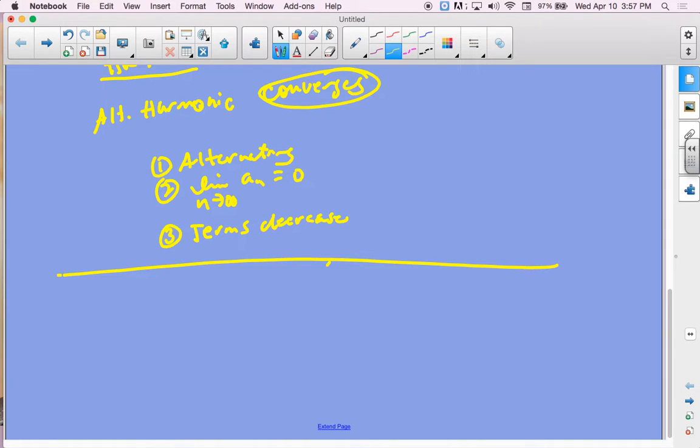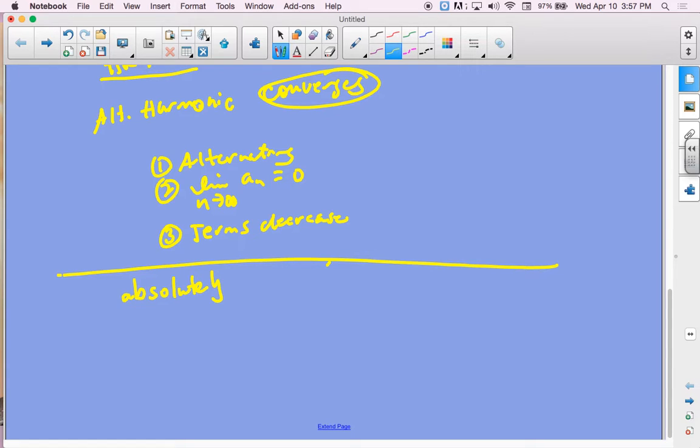Going on your worksheets, there's something that's absolutely convergent and conditionally convergent. Absolutely convergent means that it's convergent whether it's alternating or not. Conditionally convergent means under certain conditions a series might converge.